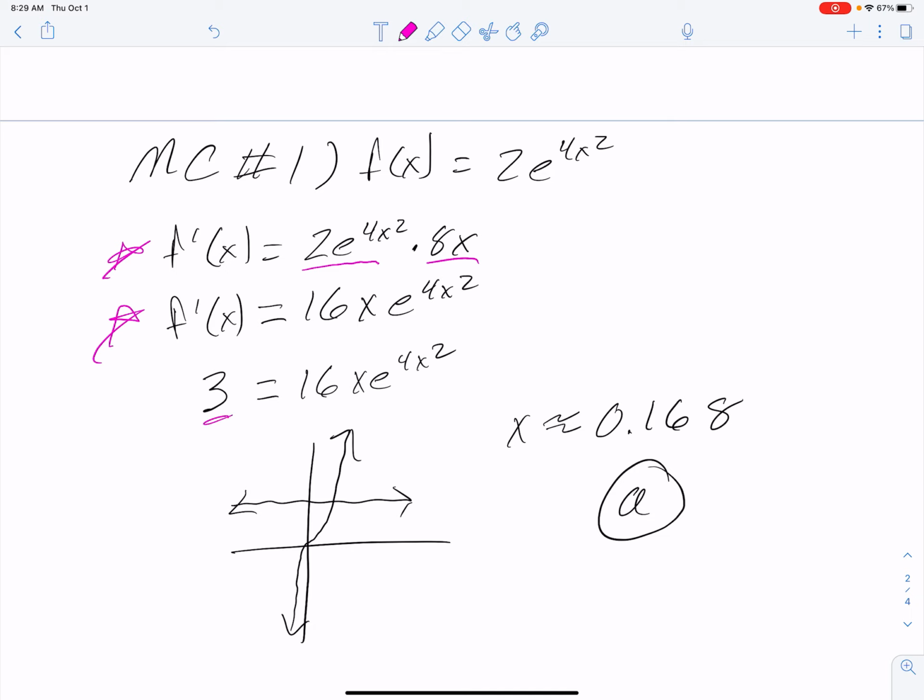So I want to know when 3 equals my derivative. Well, the easiest way to do this is to graph y equals 3 and y equals 16x e to the 4x squared, and then ask the calculator for the intersection using second calculate and choice 5 intersection. The value is 0.168, so choice A.